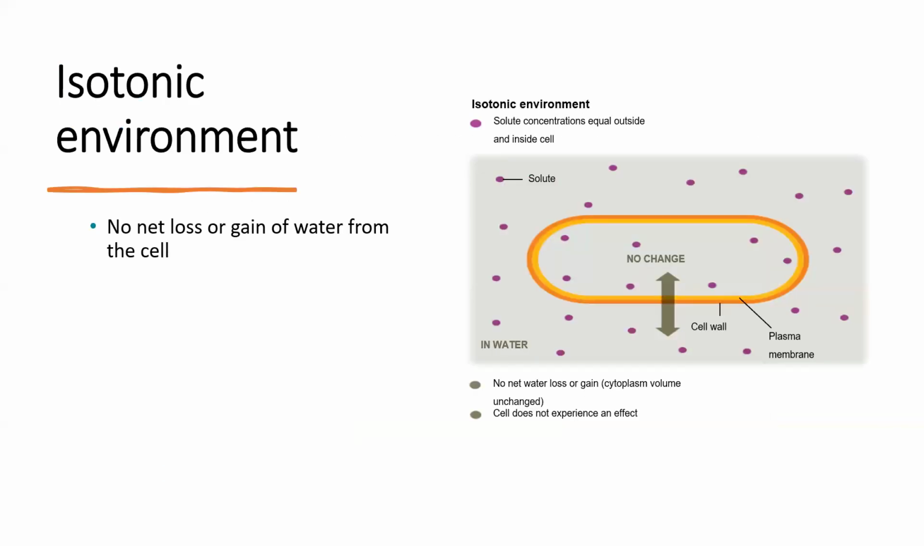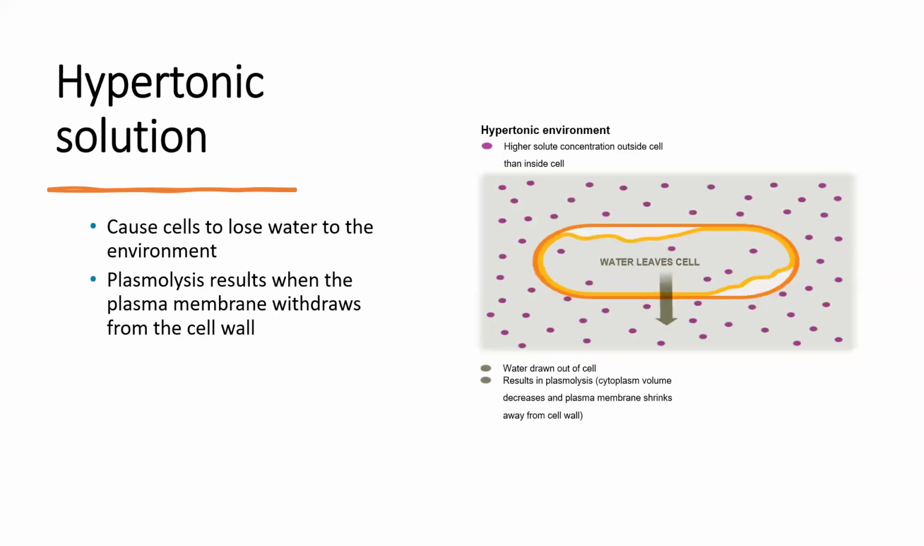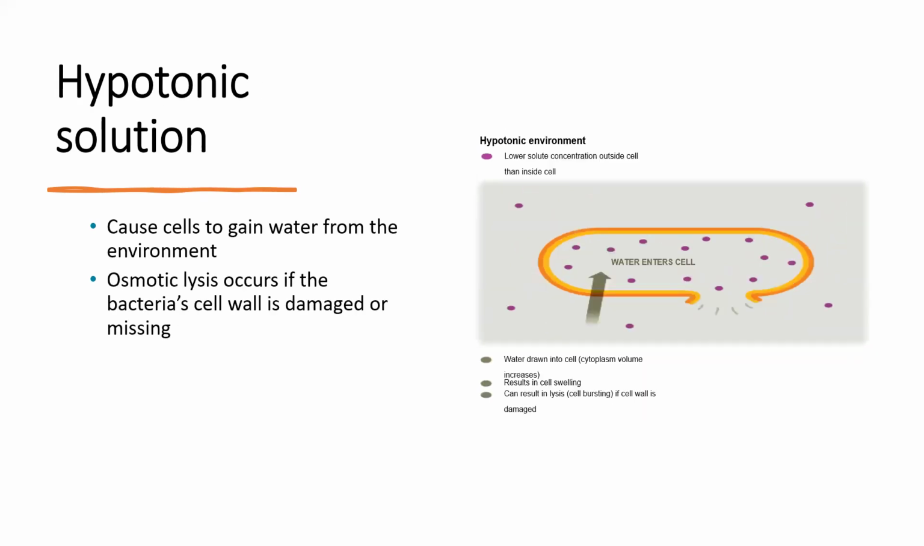All right. And so here's just a single image showing that isotonic, where we see that there's no net change in water inside or outside the cell. Here's hypertonic, where we see that the outside of the cell has more solute and therefore the water leaves the cell, leading to this plasmolysis. And then we've got a hypotonic solution where there's more solute inside of the cell, and therefore the water travels into the cell, causing the cell to potentially lyse.